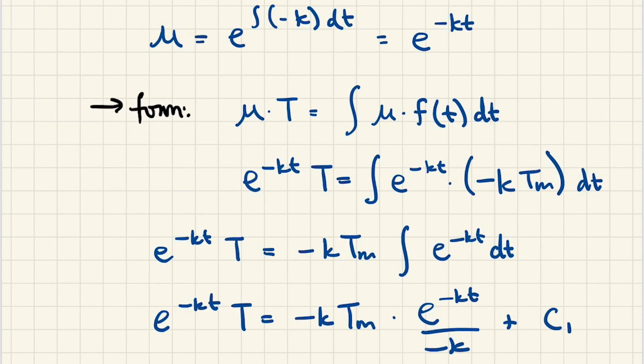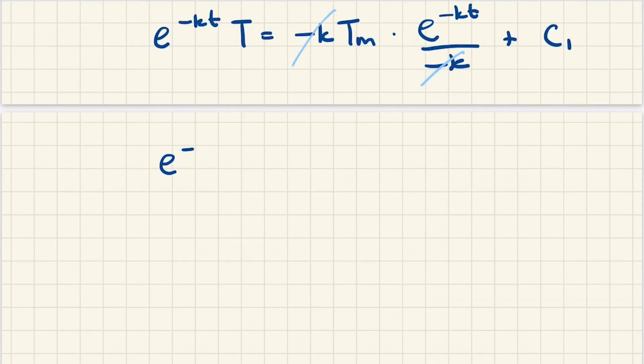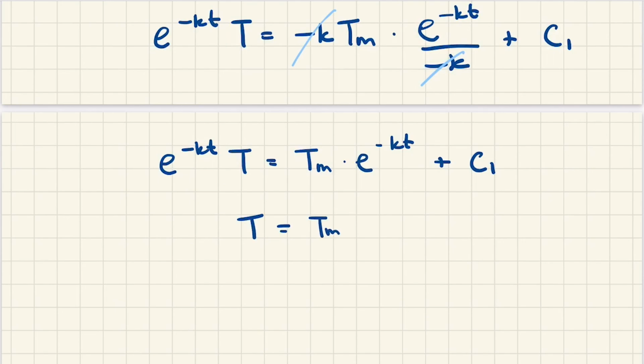Okay, so this cleans up a little bit. Those negative k's cancel. So we have e to the negative kt times capital T is equal to Tm times e to the negative kt plus our constant. Very good. Let's multiply both sides by e to the kt. So we get T is equal to Tm plus C1 e to the kt. And since this would be our general solution, we can just call that constant c.